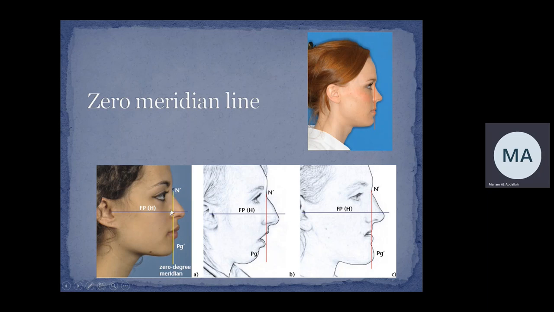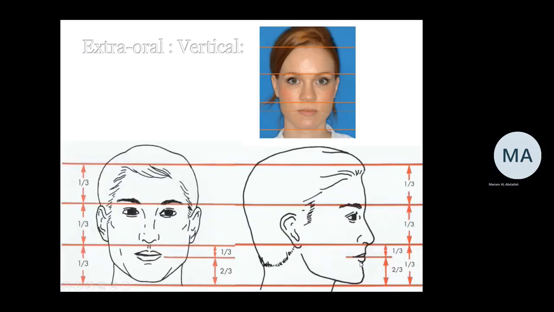We drop a line that is perpendicular to the Frankfurt plane. Frankfurt plane is a line between the lower border of the orbit and the upper part of the tragus. This line, if we drop it, soft tissue pogonion should pass through this line like here, so this is an average anterior posterior position of the mandible. Here we have a retrognathic mandible, and in this case here we have a prognathic mandible.